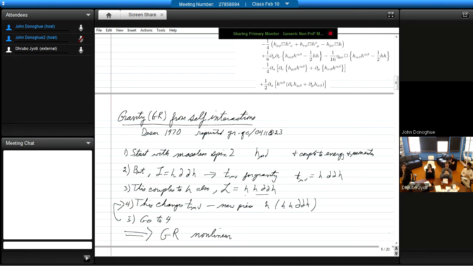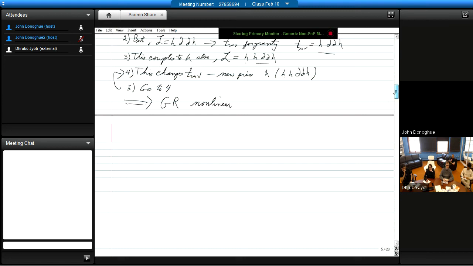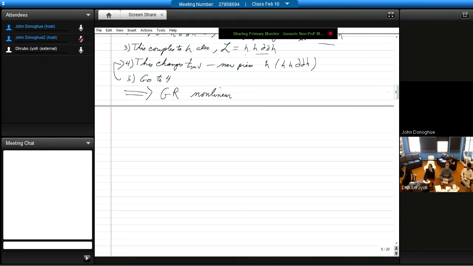That's sort of neat. Okay, so you can derive the Einstein equations and Einstein action from just iterating higher and higher orders of a spin 2 field coupled up to its own energy and momentum. Okay, so it's neat. Any questions on that? No. Okay.